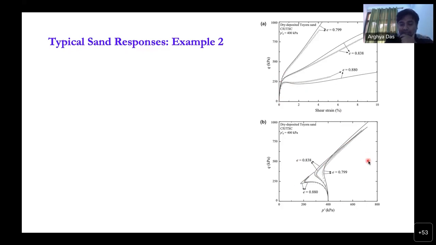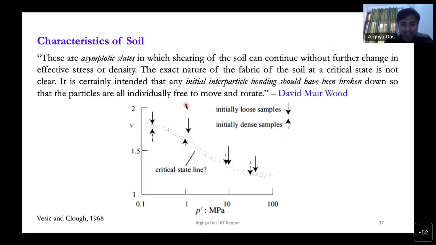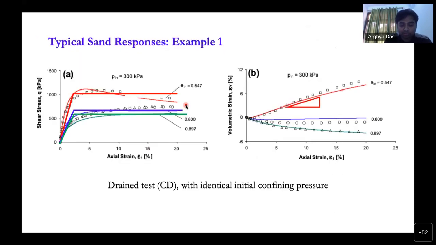However, to determine M star, it's slightly tricky. We need to plot the pore pressure and get it through a trial and error method. There is no direct way to calibrate the M star value here, at least I'm not aware of it. Drained tests are much easier to calibrate, but undrained is not that simple for these cases. So with that note, we come into another feature of soil.